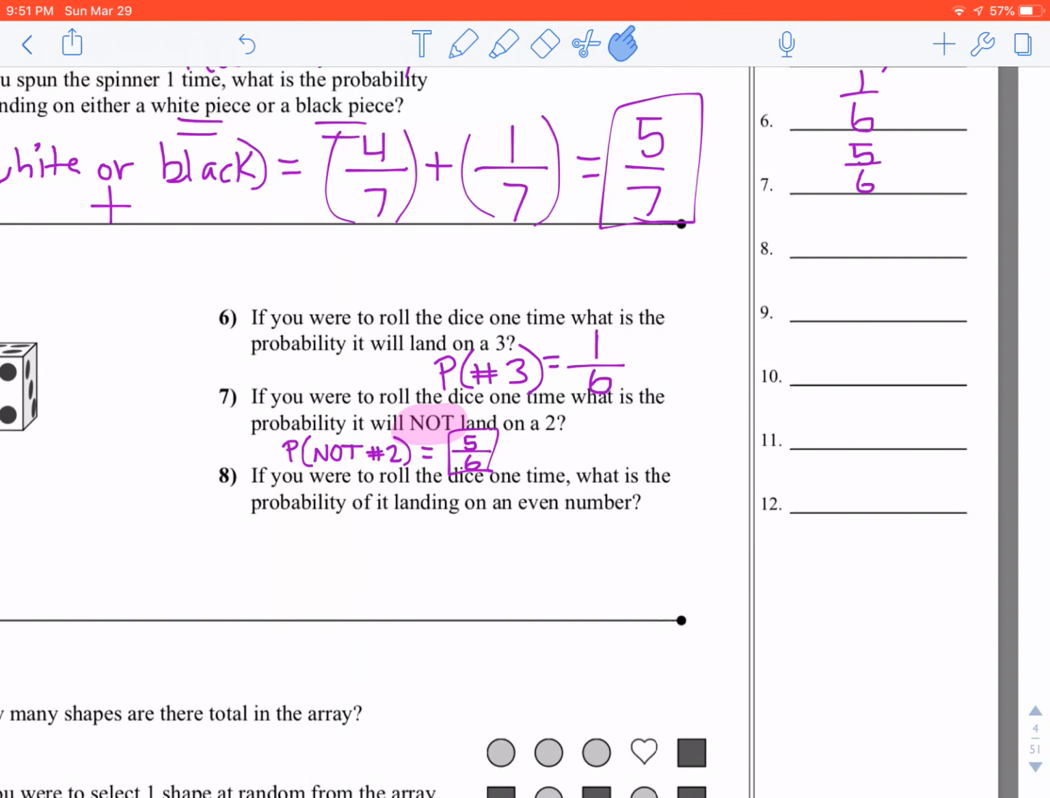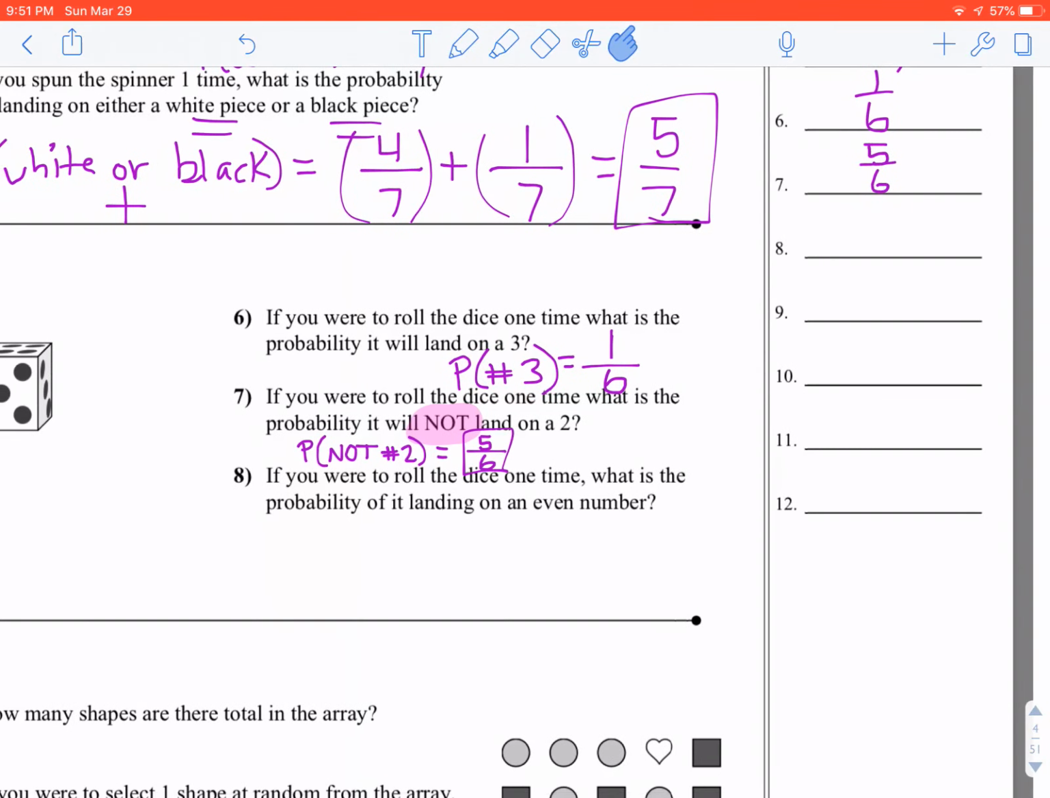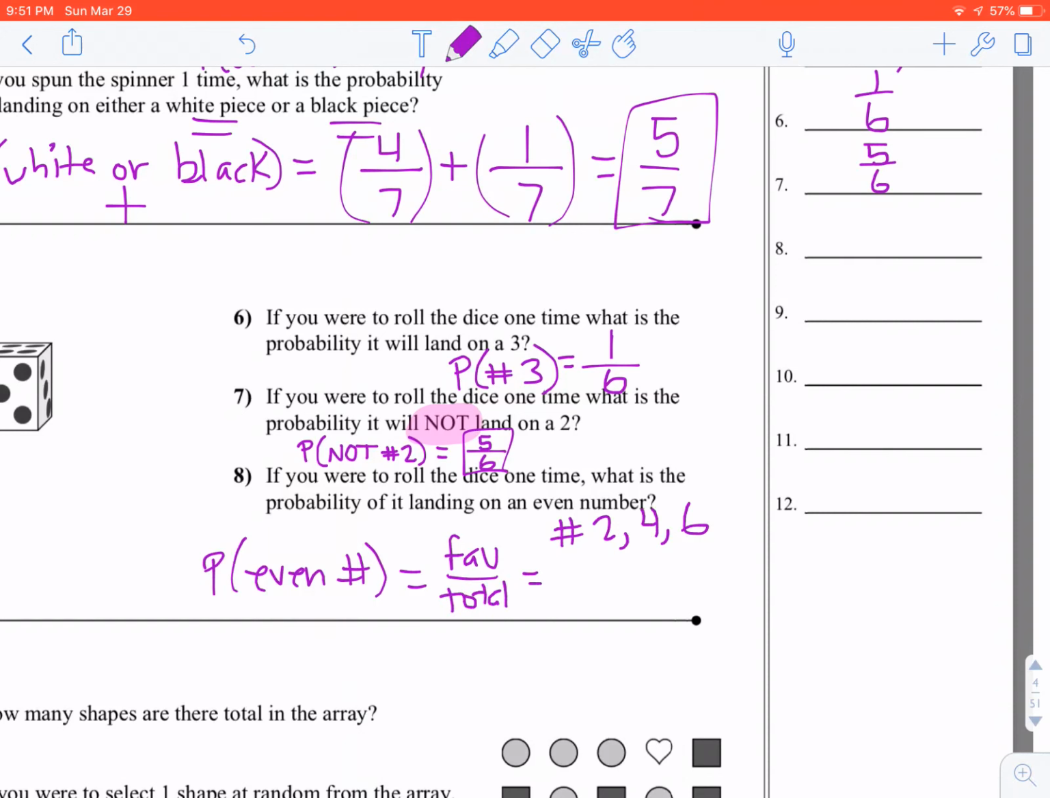Number 8. If you were to roll the dice one time, what is the probability of it landing on an even number? Looking at the dice here, the even numbers are 2, 4, and 6. So our probability of an even number is still favorable over total. Count up your even numbers. There are 3 even numbers. There are a total of 6 numbers still. Those numbers aren't going anywhere.